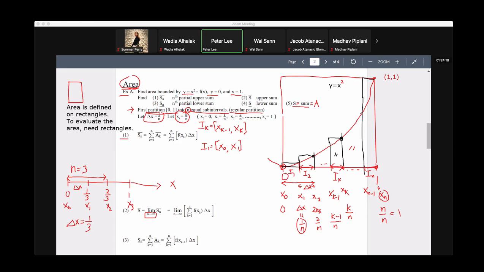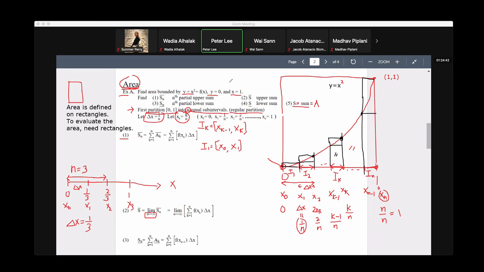But if you take the area of this guy, that will be the short rectangle. And this is what we'll do in part 3. But right now, we will get the tall rectangle. So when you get to part 3, the lower sum, we will add up all the lower rectangles, the short rectangles. So we will approach either side.